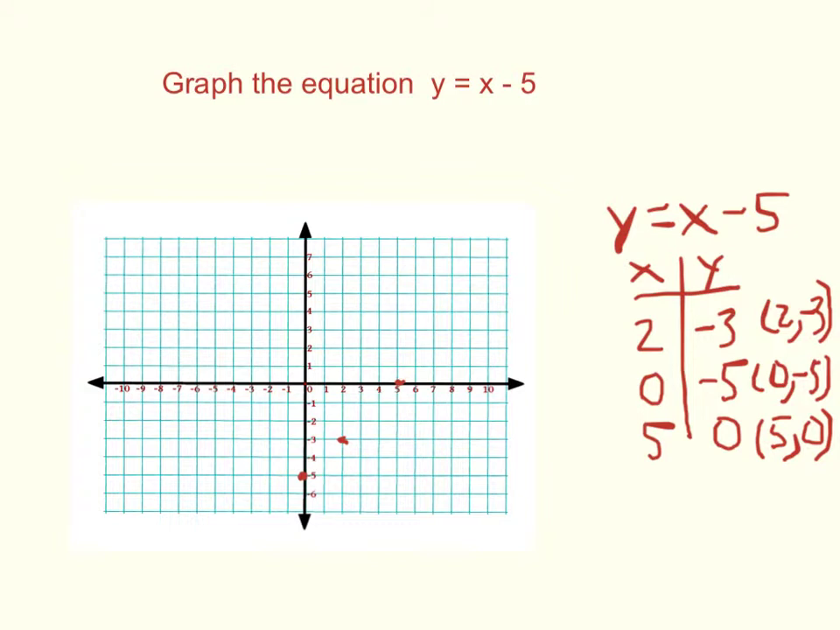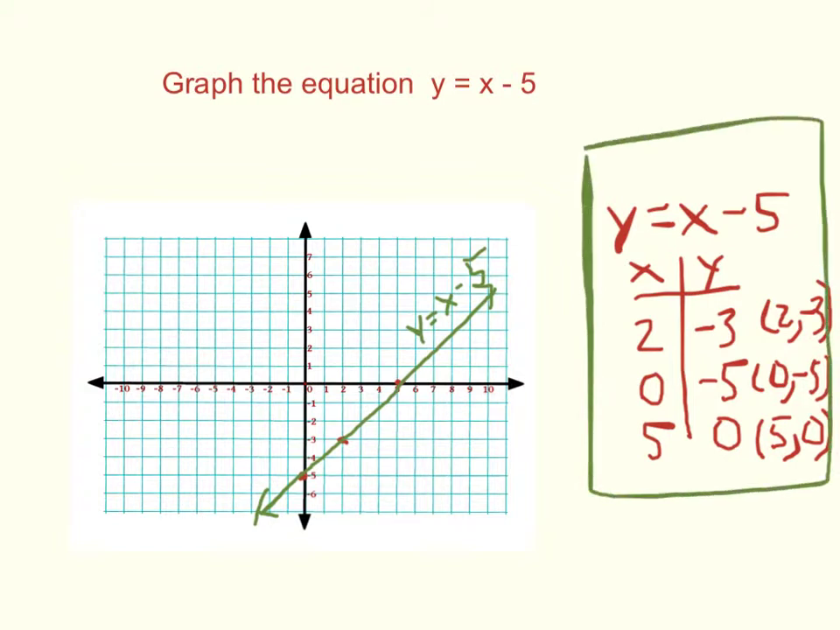I'll also be sure to label my line. And there's that line. y equals x minus 5. I've graphed the equation by making that function table, plotting my points, and then connecting them with the line and remembering to label that line. Remember, it's the x-axis here and the y-axis there.